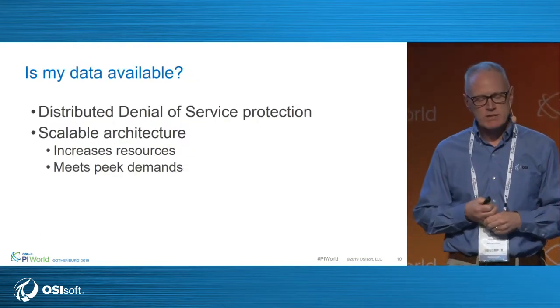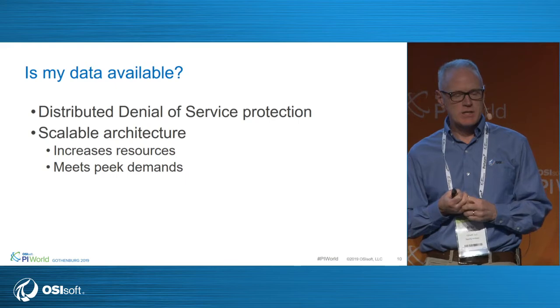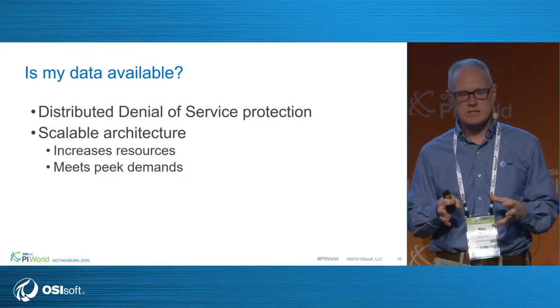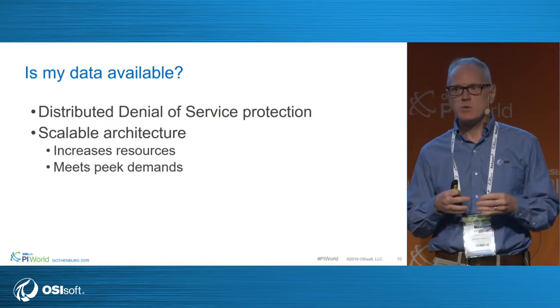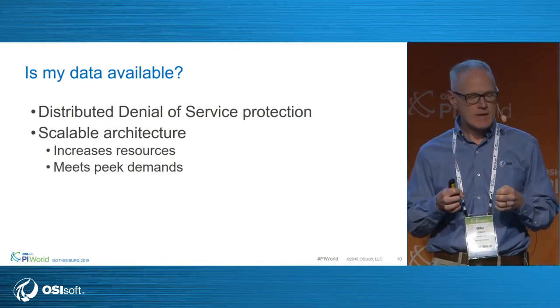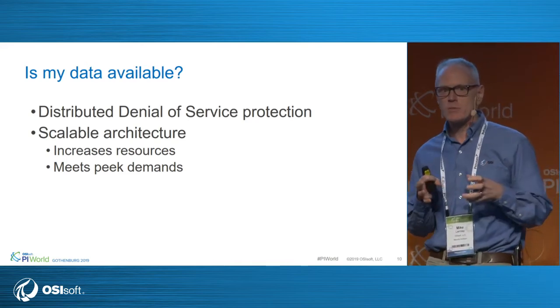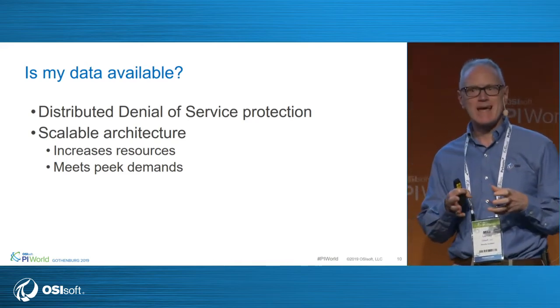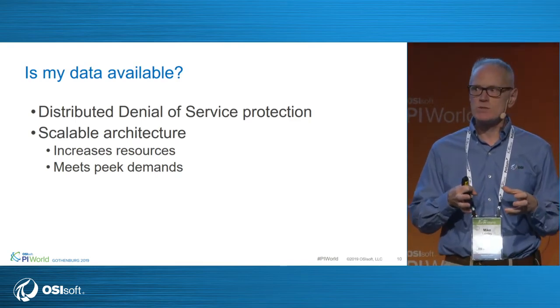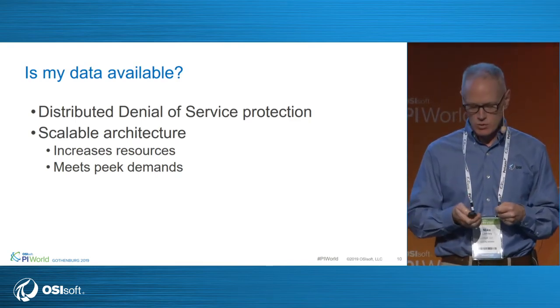Now, the next question that I wanted to tackle was the availability of the data, and there are a couple of things that we do to make sure that your data is continuously available. We deploy and use distributed denial of service protection, and in addition to that, we are able to scale up the resources as peak demands occur in order to make sure you continuously have access to your OCS resources.